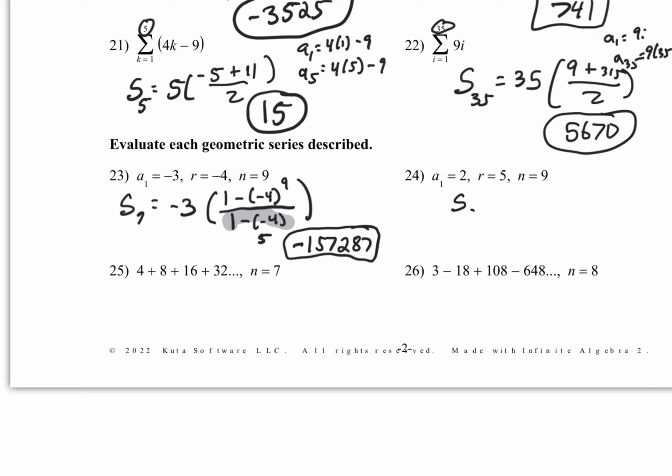24 the same way. S of 9 is 2 times 1 minus 5 to the 9th divided by 1 minus 5. So 1 minus 5 is negative 4. So I'm going to go 1 minus 5 raised to the 9th equals, divided by negative 4 equals, times 2 equals 562.